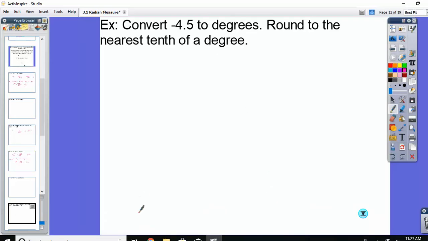Let's say I gave you negative 4.5. If I say negative 4.5, is that degrees or radians? It's radians. Don't get in the habit of thinking that it has to have a pi to be in radians. If it doesn't have a degree symbol, that's radians. So this time I'm asking you to change this to degrees. So we are just going to multiply by 180 degrees over pi.